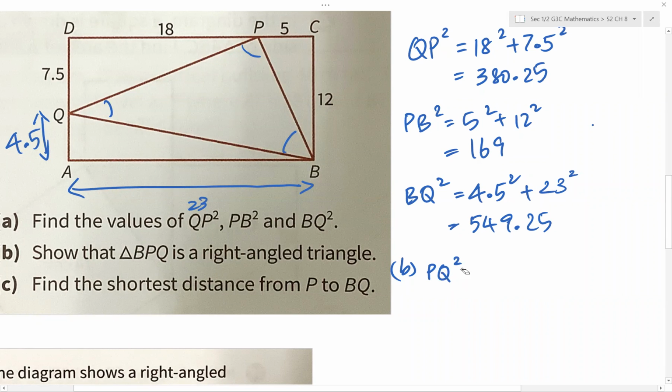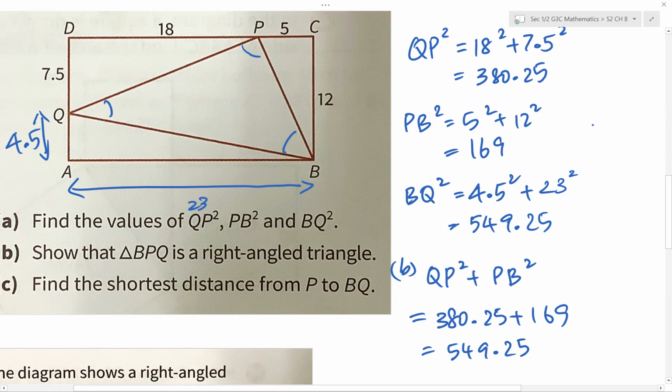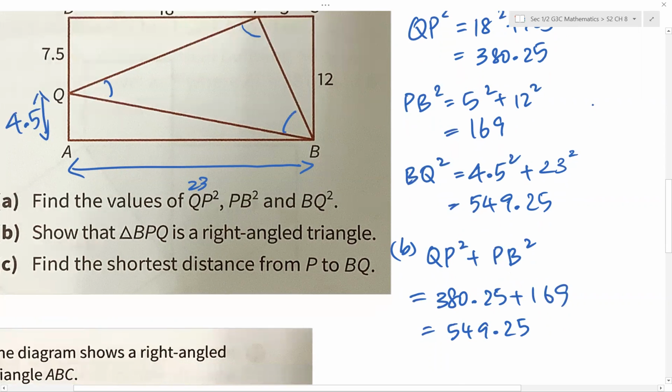PQ square of, since part A we use QP, so let's use QP square. We want to add that up to our PB square. It has a value of 380.25 plus 169. We get 549.25. You added up the sum of the two squares. It turns out that it is equal to BQ square. Turns out they are the same.